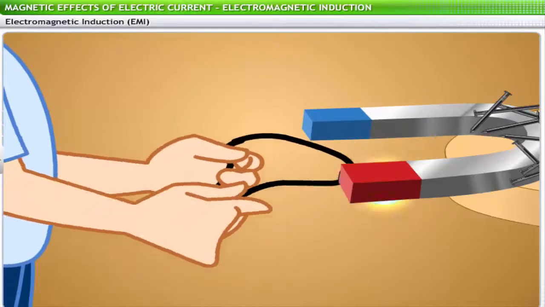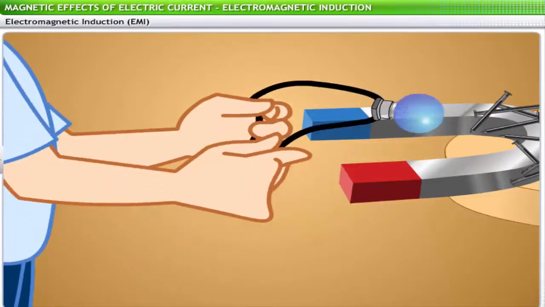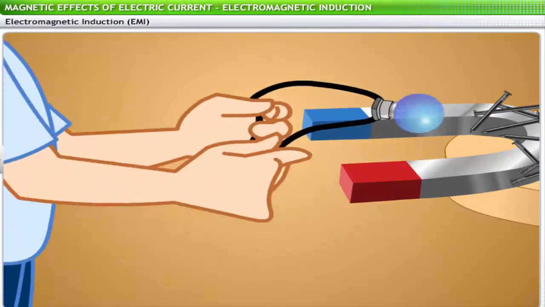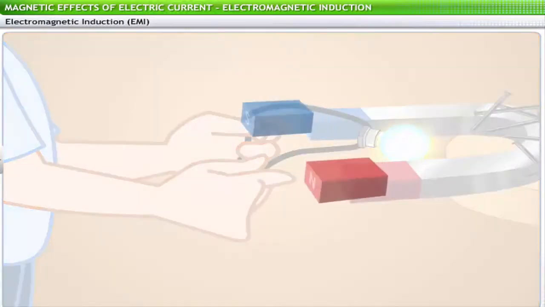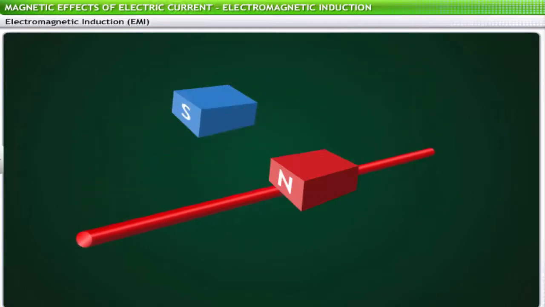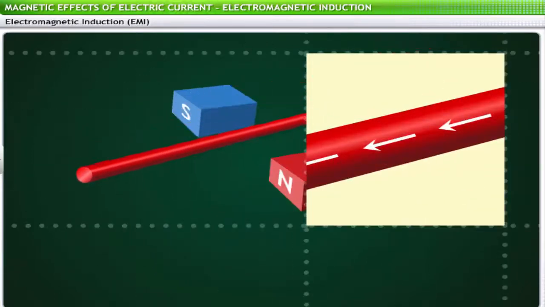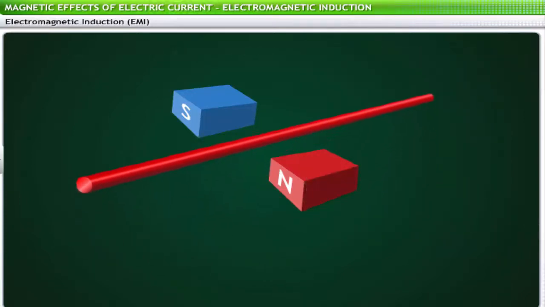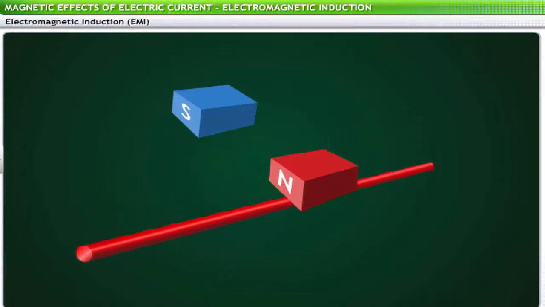You just observed that there was no electric cell to maintain a potential difference across the circuit. Yet, the bulb started glowing. When the wire is moved across a magnetic field, the free electrons in the wire experience a force that makes them move through the wire, inducing an electromotive force, EMF, and thus an electric current in the wire.